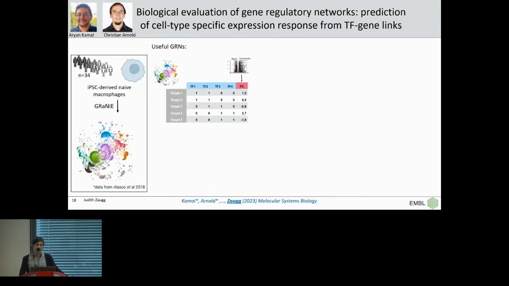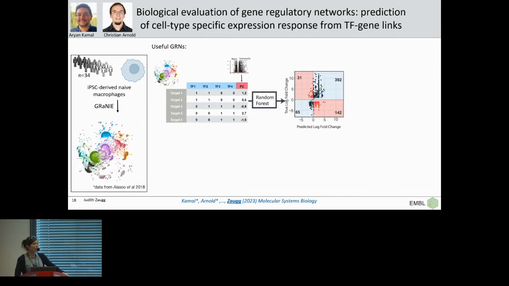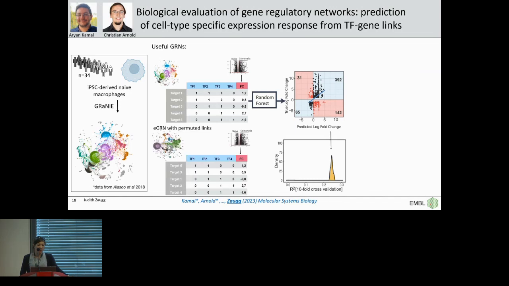I'm showing you here the example again of macrophages that were stimulated with Salmonella. And we want to predict, essentially based just on a network, how well we can recapitulate differential expression data. You can see here the predicted log two-fold change versus the true log two-fold change, and we get an R-squared of about 0.25. Now, obviously, we don't want a random network to be able to predict this, so we shuffle our edges and we get essentially zero prediction. So that's very good. We are better than random.